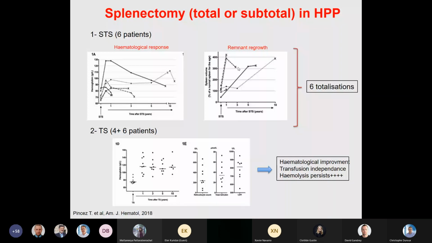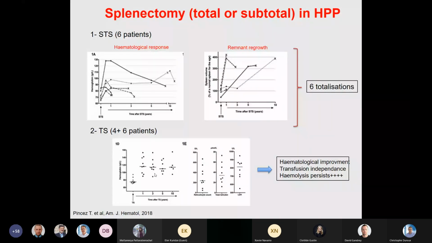What about total splenectomy? So these 10 patients finally underwent total splenectomy for HPP. And what you can see here is that total splenectomy works because it improves the hemoglobin level, and most of these patients that were transfusion dependent do not require any transfusion after total splenectomy. But in contrast with spherocytosis, the hemolytic markers remain kind of high, with a high reticulocyte count, an increased bilirubin, an increased LDH, and a low haptoglobin level.